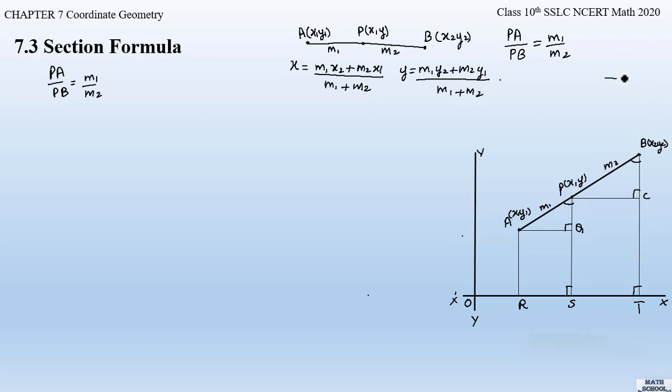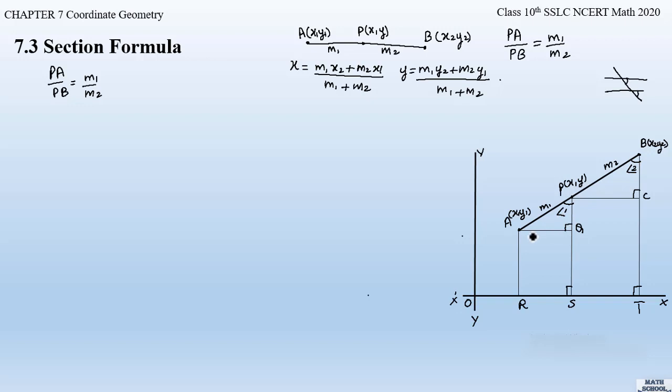Whenever there is a transversal between two parallel lines, then two corresponding angles are formed. So these are the two corresponding angles, which are equal. Similarly, we have two parallel lines here and there is a transversal AB. Therefore, we obtain these two angles, angle 1 and angle 2, which are corresponding and will be equal.